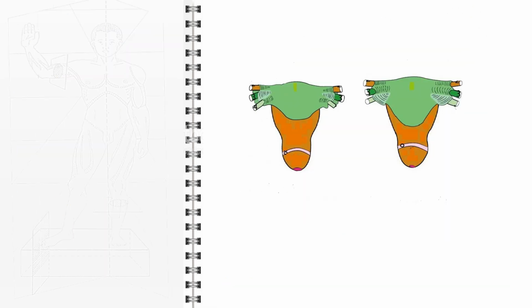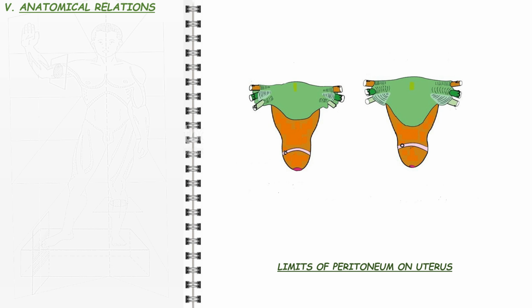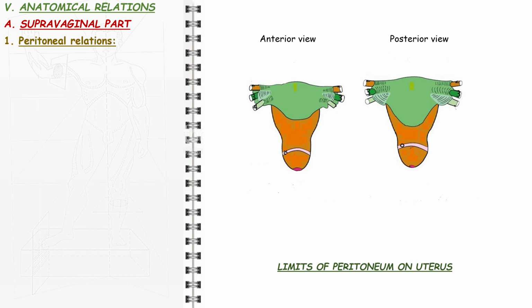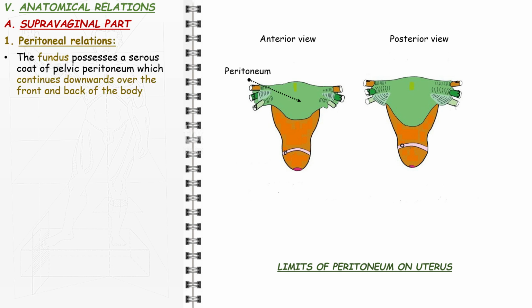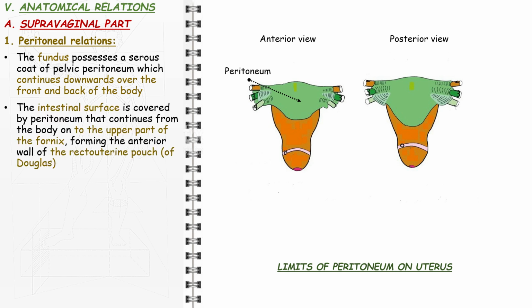Discussing the anatomical relations of the uterus requires 2 previous clarifications. First of all, they are of 2 types, peritoneal and visceral. Secondly, they are divided into 2 levels, supravaginal and vaginal. The fundus possesses a serous coat of pelvic peritoneum which continues downwards over the front and back of the body. The intestinal surface is covered by peritoneum that continues from the body onto the upper part of the fornix, forming the anterior wall of the rectouterine pouch of Douglas.